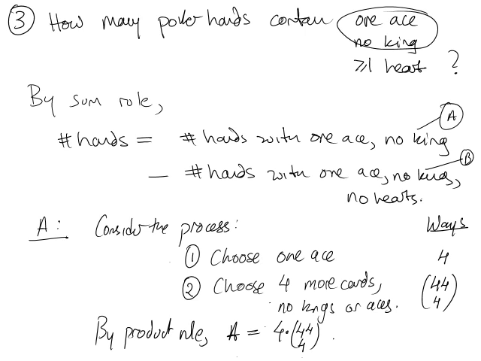Okay, let's now do the other count, B, which is the number of hands with no king, exactly 1 ace, and no hearts. So here what's going to happen is, again, we have a process. First step is choose 1 ace.